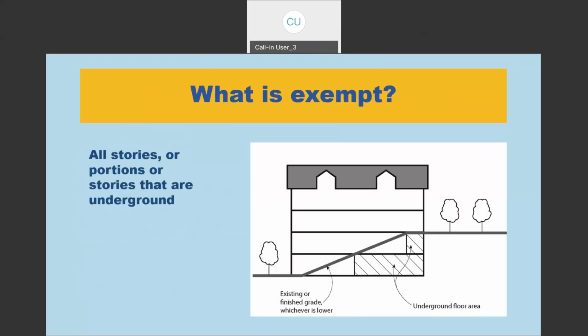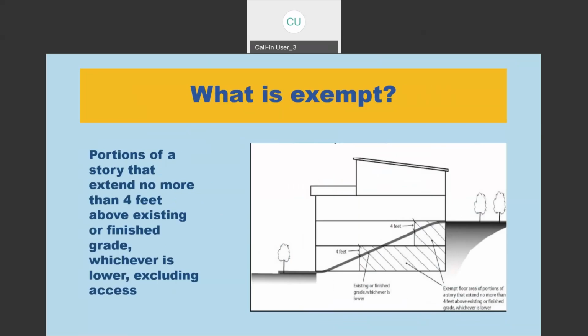All right, and so there are a few exemptions in the floor area ratio calculation. Anything that is completely below grade is exempt from the FAR calculation. So any of your underground basements are exempt. Additionally, if you have portions of a story that are no more than 4 feet above grade, existing or finished, whichever is lower, that is also exempt.